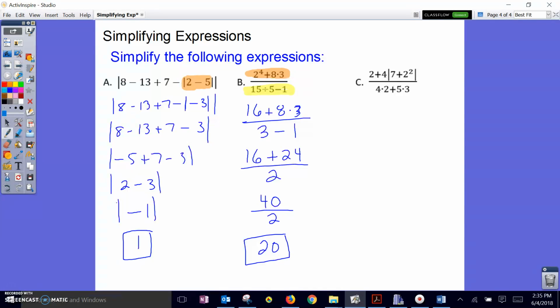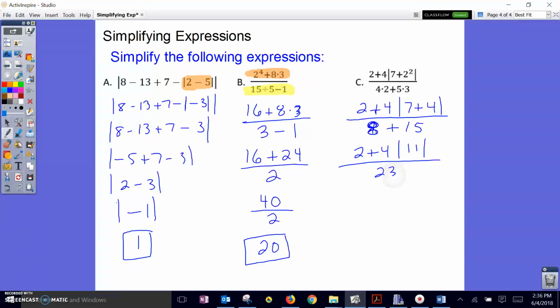All right, last one. First we start inside the absolute value symbol. And we apply the exponent in there. And in the denominator, we'll go ahead and do the multiplications. 4 times 2 gives us 8. 5 times 3 gives us 15. Back to the numerator, we continue with the absolute value symbols. And in the denominator, we'll add. And then we take the absolute value. Isn't very exciting. The absolute value of 11 is 11.